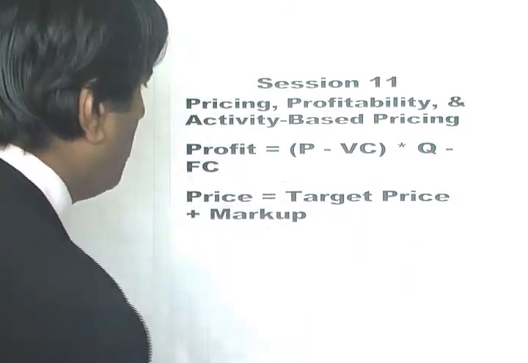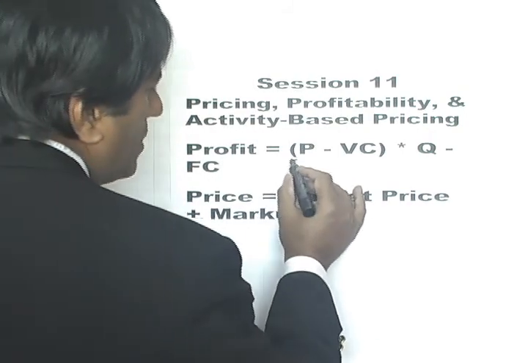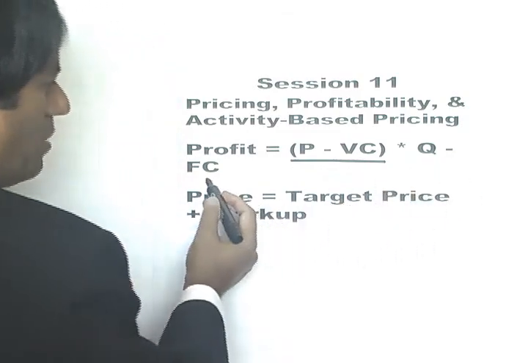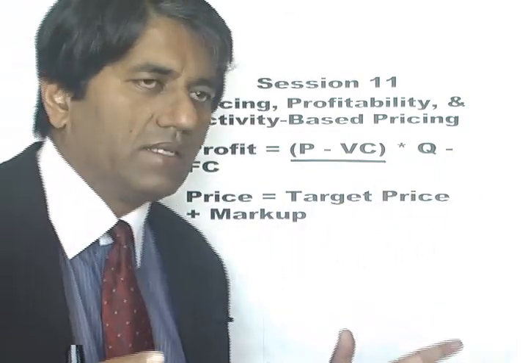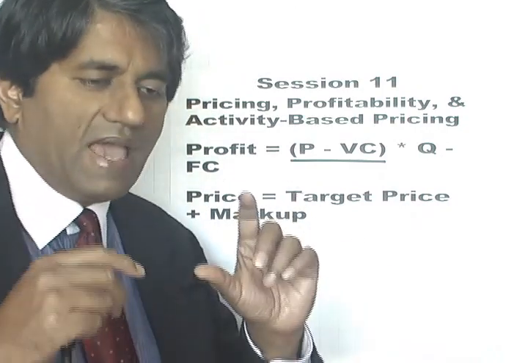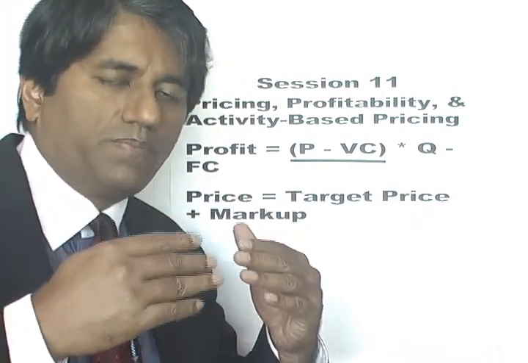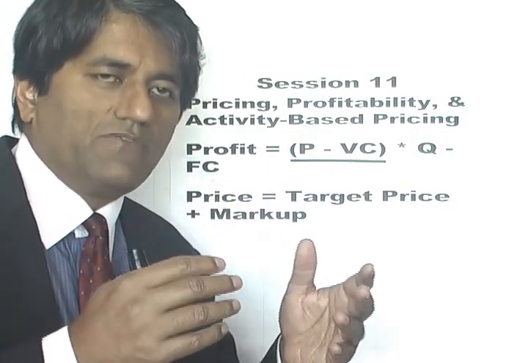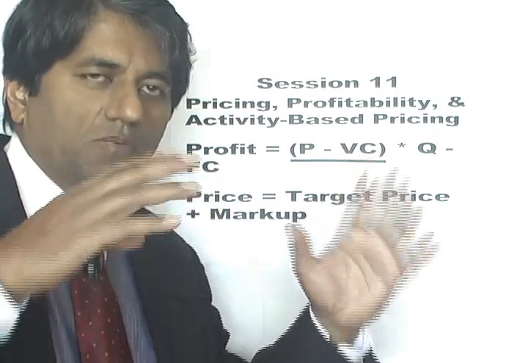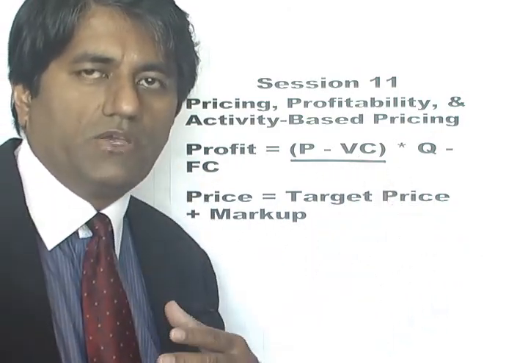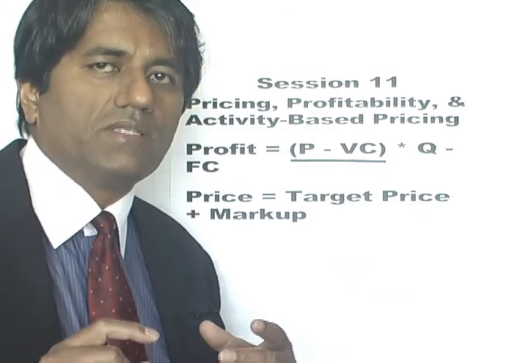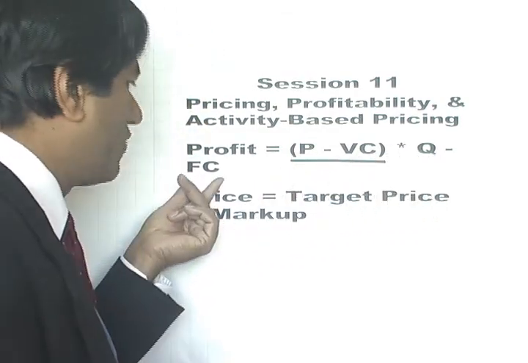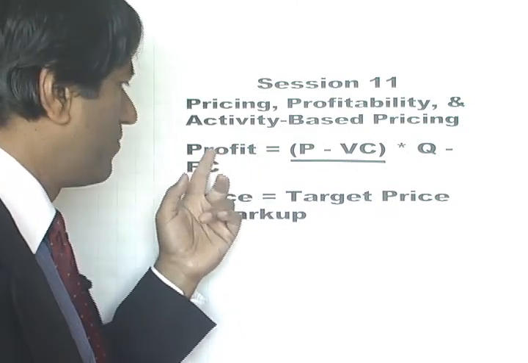The very first one is profit equals price minus variable cost into the quantity produced Q minus fixed cost. You can think that there's a variable cost to produce each unit, and the profit from that unit is the price which is paid for the unit minus variable cost, and then you multiply that by the quantity produced. However, you also have to account for fixed costs. So after that profit per unit into quantity produced, you still have to subtract fixed cost to get the actual profit.